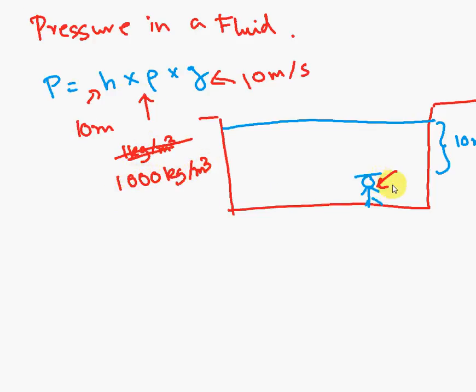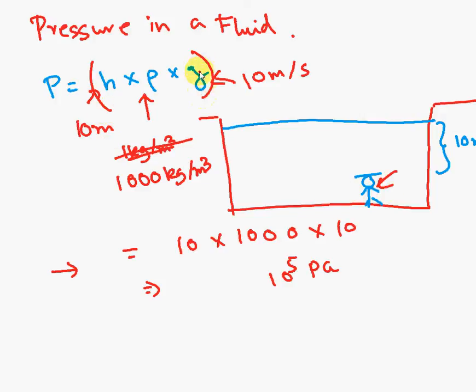So the pressure experienced by me is quite large because I'm underneath water. It's 10 times 1000 times 10, which works out to be 10 to the power of 5 pascals. So under 10 meters of water, you really experience a lot of pressure. This is the simple formula, H rho G, for pressure at a certain depth in a fluid. We are going to discuss more about transmission of pressure in a fluid, liquid columns, and also manometers in the next video. Thanks.